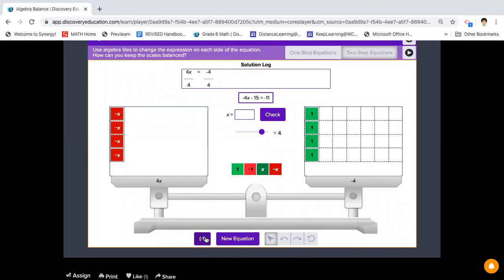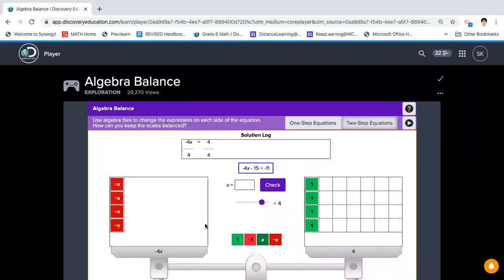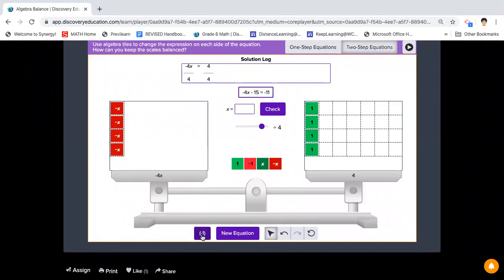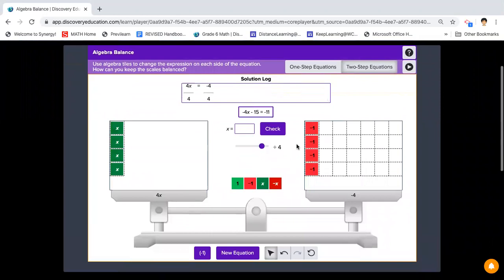And I can change that back. A negative x is equal to a positive 1. But in order to answer, I need to show that a positive x is equal to a negative 1. Be careful when you're working with negative x's in your equation. So for my final answer, I've been able to isolate x all alone. Positive x is now equal to a negative 1, which will be my solution, negative 1.